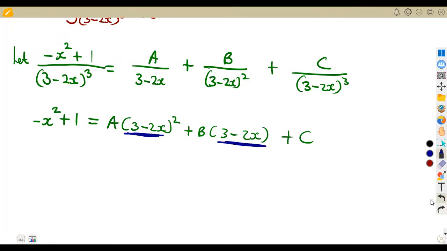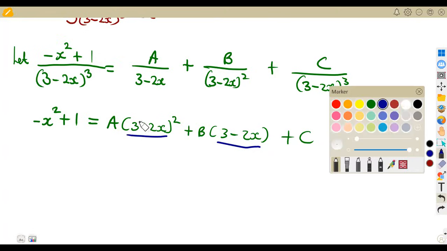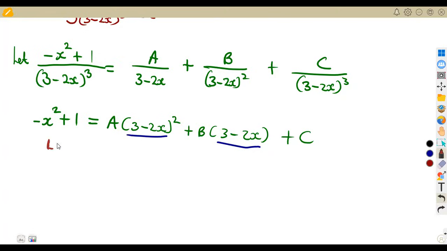This one is linear, so it's possible for us to equate this to be equal to 0. So if we let this bracket of 3 minus 2x, because it's linear, we can solve for x. So we are going to let the bracket of 3 minus 2x be equal to 0.